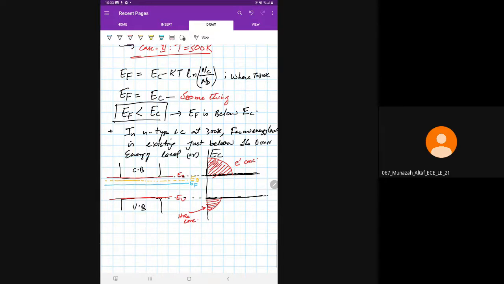And in between them will be the Fermi energy, but it is near EC. So the Fermi energy is near EC, or just below the donor energy level. So this is ED, for example, E of D.